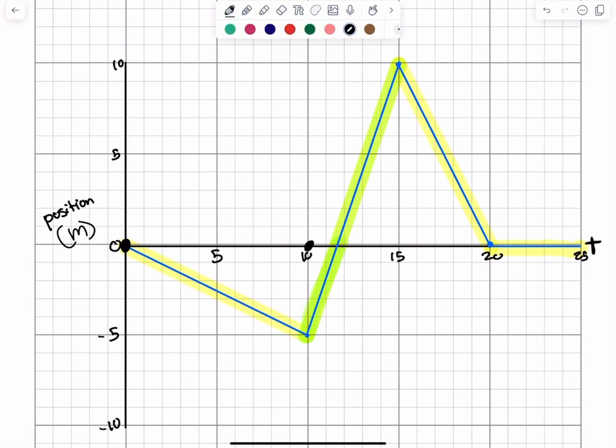Let's summarize quickly the path this object traveled. From 0 seconds to 10 seconds, the object moved left a total of 5 meters. From 10 seconds to 15 seconds, the object moved right a total of 15 meters. From 15 seconds to 20 seconds, the object moved left 10 meters. And from 20 seconds to 25 seconds, the object stayed at rest. It's pretty cool how we can follow the trail of an object by using a position time graph.